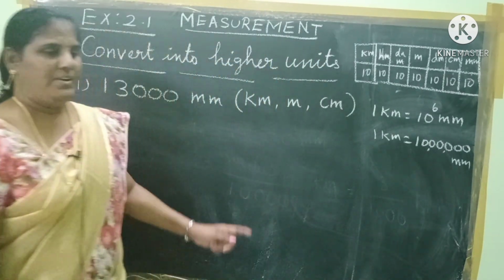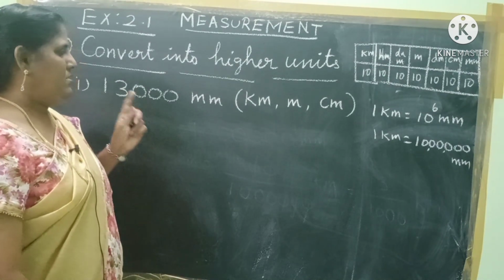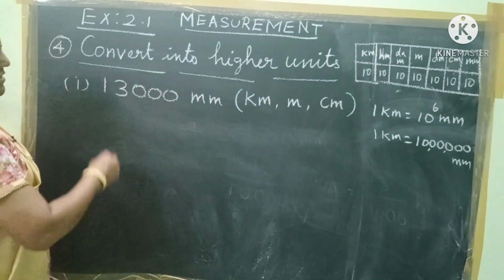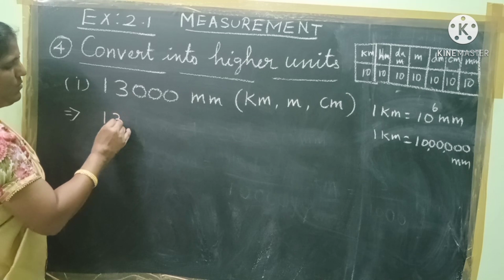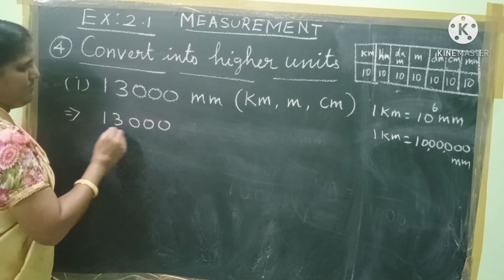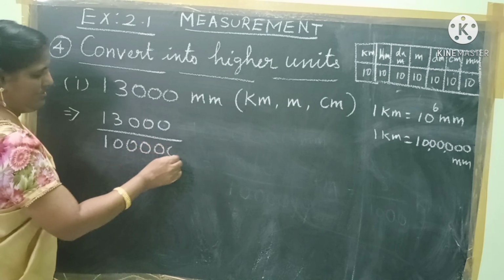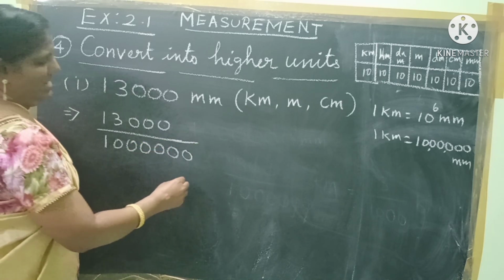So first you form the rule. Already told you, if you need to convert a smaller unit to a higher unit, what was the rule? What was the rule? So 13,000 divided by 10 lakh millimeter.